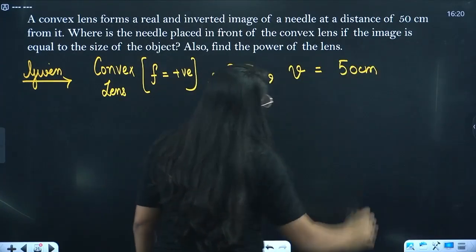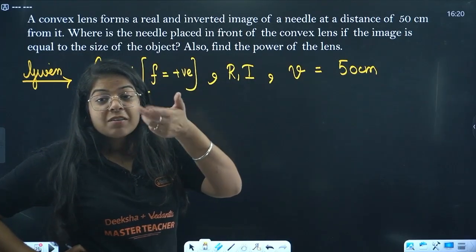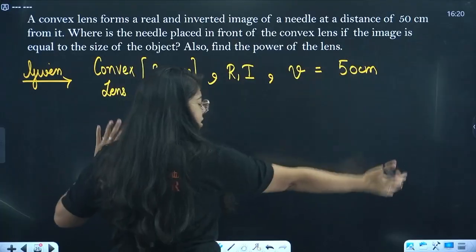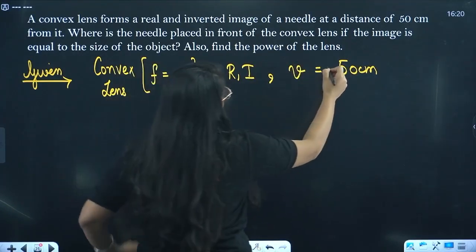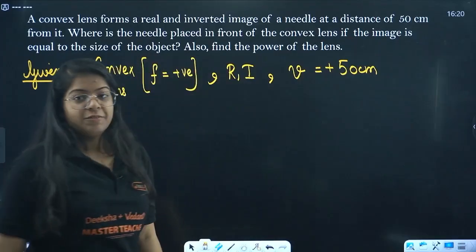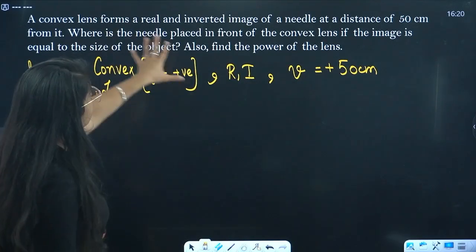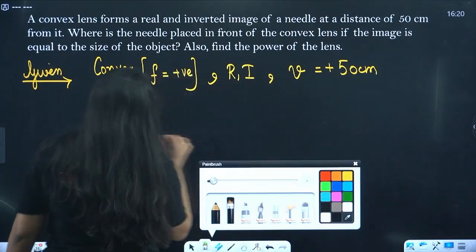If it is real and inverted in the case of convex lens, then will the V be positive or will the V be negative? Ma'am, we have seen cases in which the image is formed on this side of the lens. This right hand side is positive. So image will be positive. Done. Next beta, where is the needle placed in front of the convex lens? So we actually have to find U.